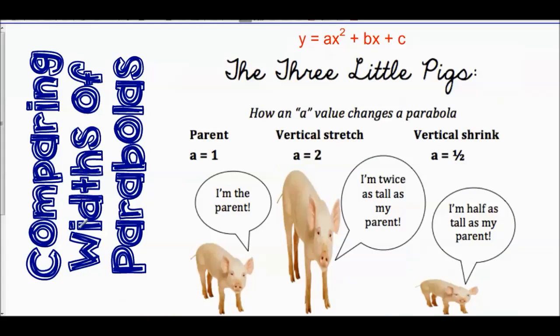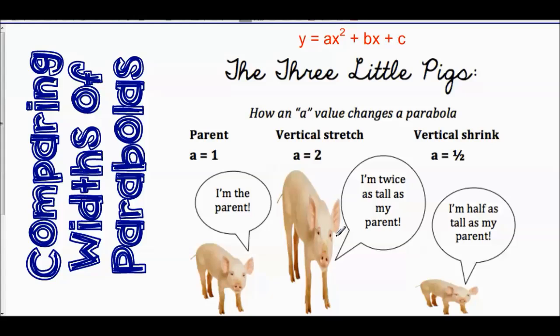So when you are comparing widths of parabolas, you're going to use the rule of the 3 little pigs. And this is how the a value changes the parabola. So we've seen how a can make it point up or point down if it's positive or negative, but you also need to see about how it is stretched out. Is it a really skinny graph, or is it a fat, wide graph? So we have the parent function. Here is this piggy, and he says, I'm the parent. I'm kind of a normal height.